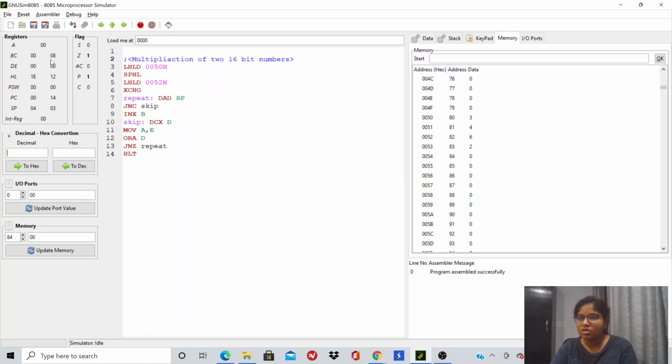So our result is 081E12. That is, our final result is 081E12H. Remember, this is the hexadecimal number system. So we can use the decimal hex converter that is given within the simulator to check what this number is in the decimal system, and then you can verify the result by yourself also.